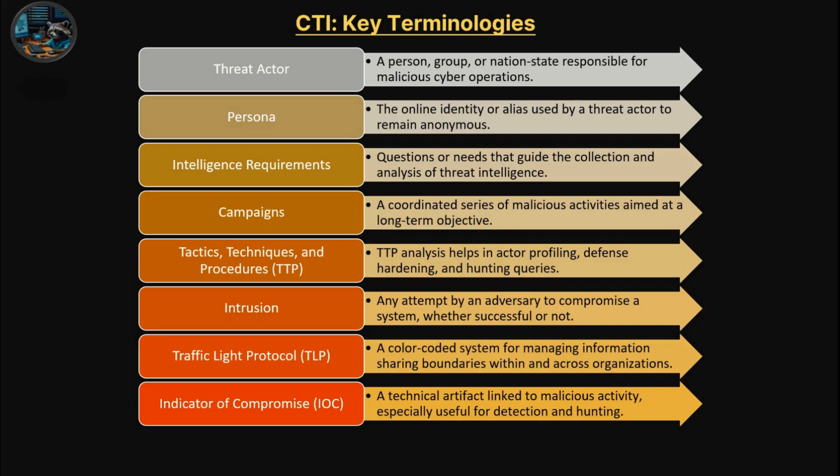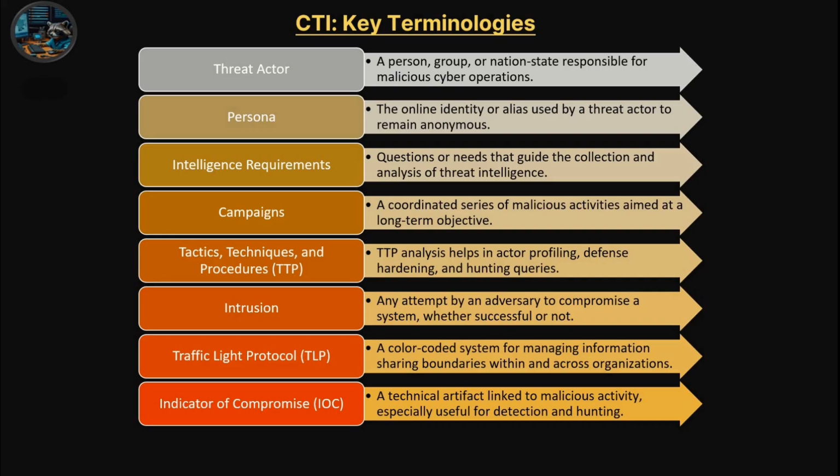Then, a very important terminology in CTI, which is defined as the traffic light protocol, which is a color coded system for managing information sharing boundaries within and across organizations. For example, if I talk about TLP red, this is restricted to specific organizations or groups, sharing sensitive information impacting privacy, safety, or operations, which clearly says do not share outside original recipients.